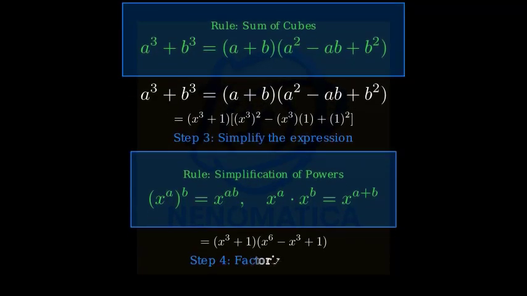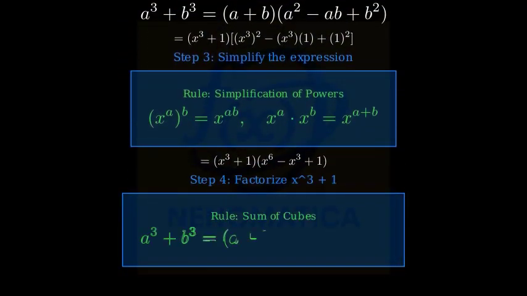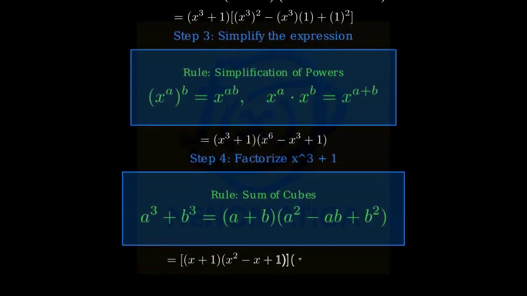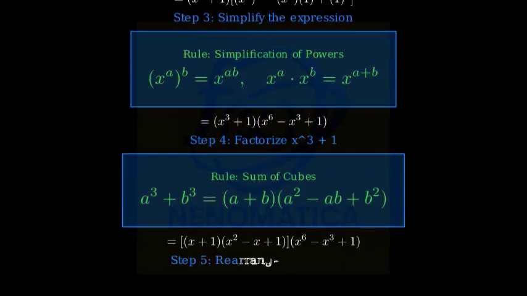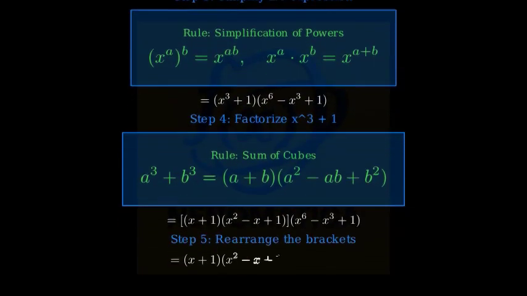Now we need to factorize x to the power of 3 plus 1. We can use the formula a cubed plus b cubed equals (a plus b) times (a squared minus ab plus b squared). In this case, a is x and b is 1. Now we can rearrange the brackets to get the final factorization. We have (x plus 1) times (x squared minus x plus 1) times (x to the power of 6 minus x to the power of 3 plus 1).